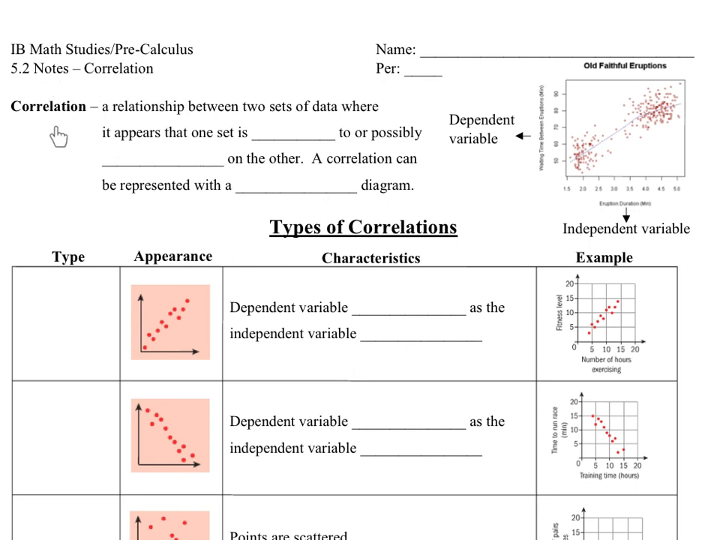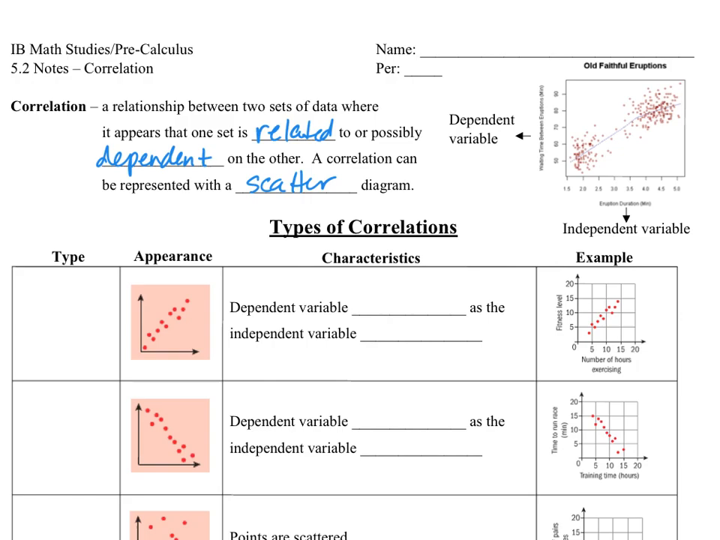So let's talk about what a correlation is between two sets of data. A correlation is a relationship between two sets of data where it appears that one set is related to, or possibly, but not necessarily, dependent on the other. And a correlation can be represented with a scatter diagram. That's what we will be looking at in this course.